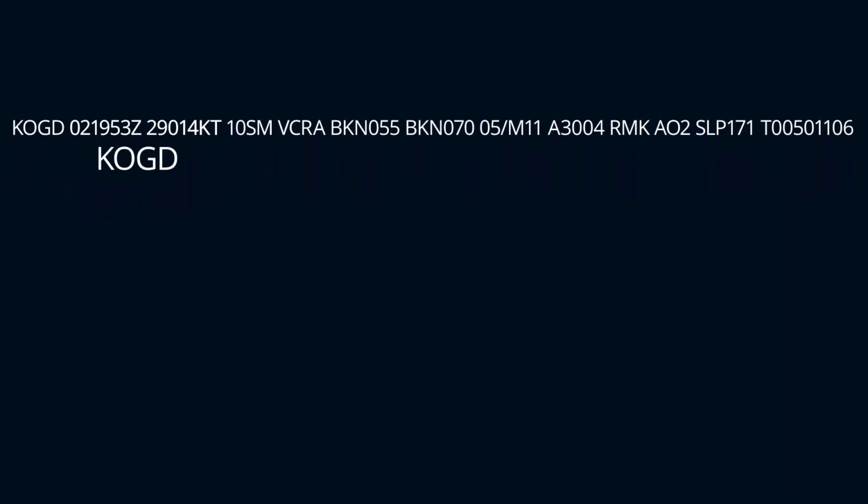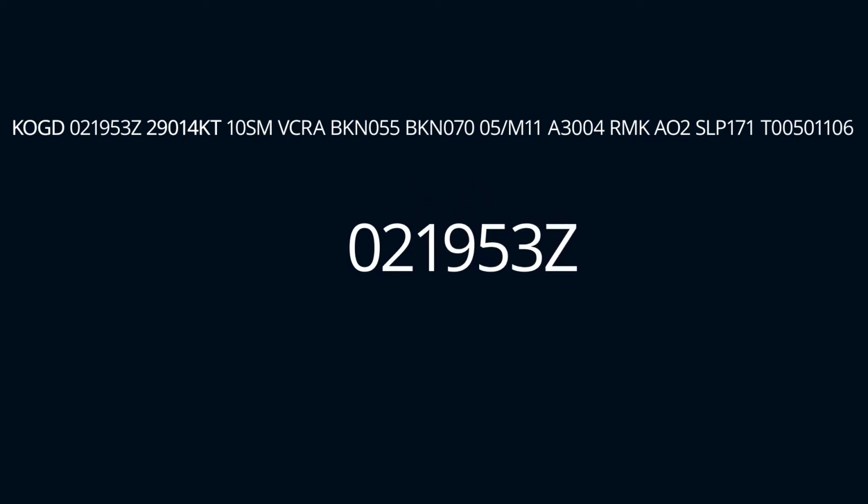The first letters are the airport identifier. In this case, KOGD refers to the regional airport located in Ogden, Utah. The next set is the date and the time the METAR was issued. The first two numbers are the date and the next four numbers are the time it was issued in Zulu time. Zulu time is standard for all METARs. This particular METAR was issued on the 2nd at 1953 Zulu time.